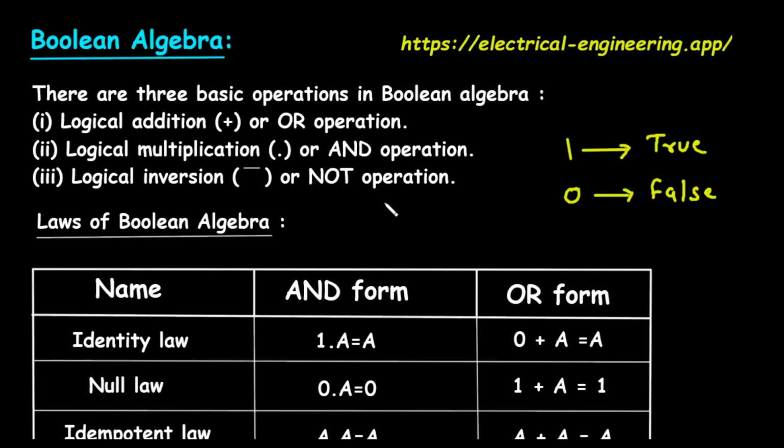Then next is logical inversion or NOT operation. This is the NOT operation. It simply flips the value. It means the opposite of. So the bar represents NOT: A bar reads as not A. If A is true, then A bar is false. So if we give input as 1, we get output as 0. If we give input as 0, we get output as 1.